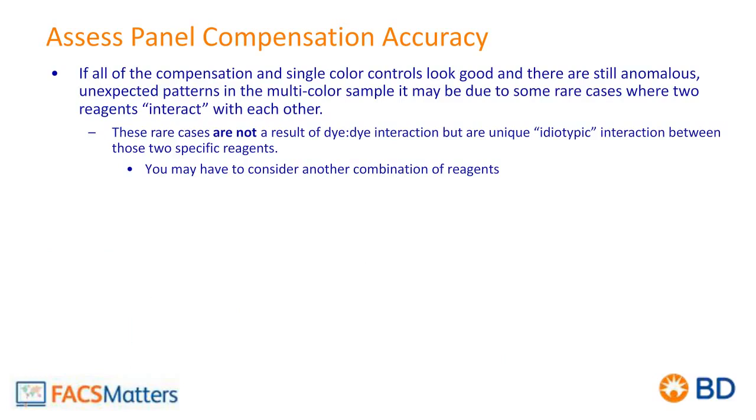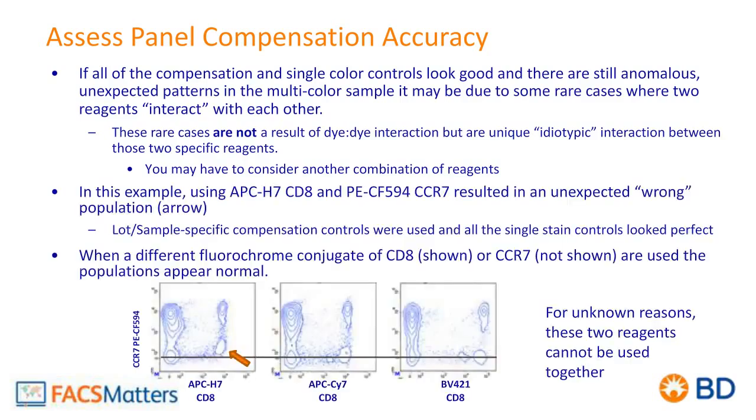the anecdotal problems. And these I just call idiotypic interactions. Idiotypic being that they're unique to a certain set of dyes, certain set of reagents. They're not the result of dye-dye interaction, but if you look at enough of the hundreds and thousands of different reagents that are available, you will find certain reagents that interact with each other. And we do not know why these interactions occur. In some cases, we've spent literally months looking at it, and we've not been able to understand why. This is one example that we found.